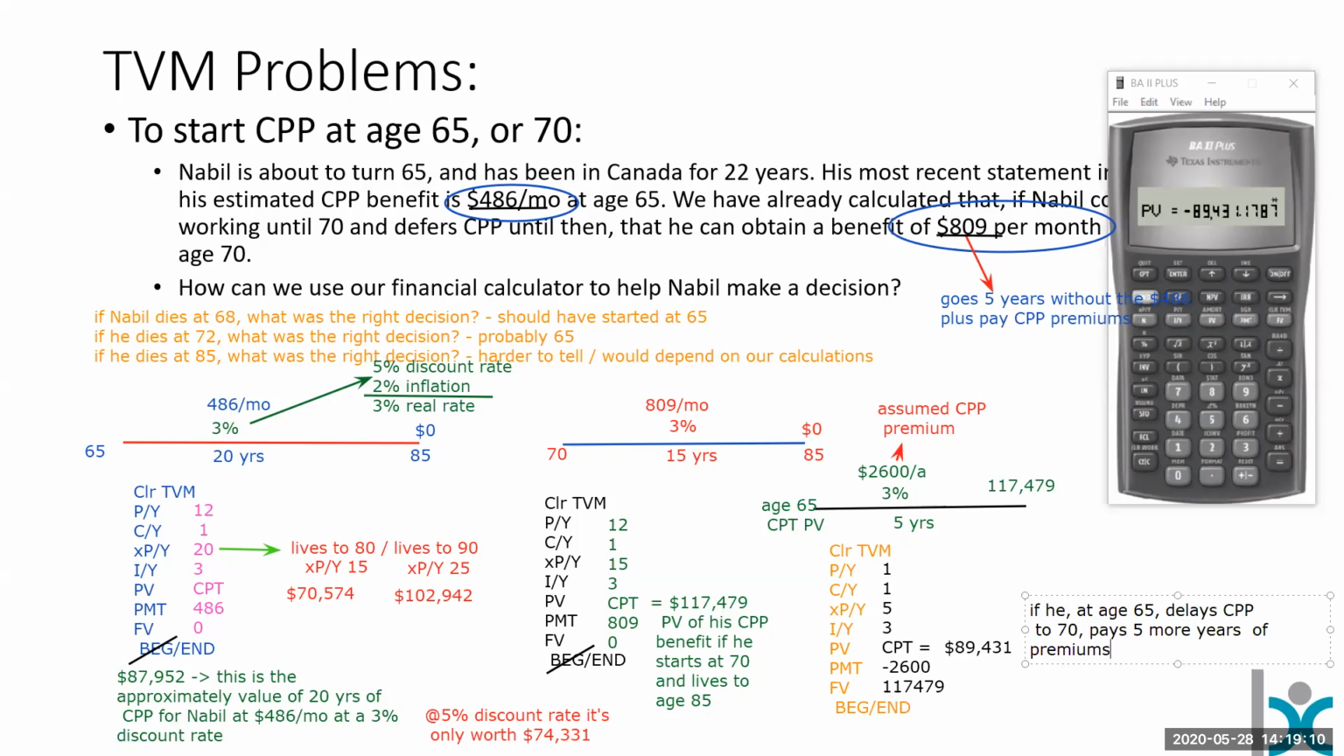more than you ever thought, eh, Andrew? If he delays his CPP to 70, pays 5 more years of premiums, okay, that this is worth, his CPP benefit is worth approximately $89,431 today at age 65. Okay. It's kind of the case, isn't it, Stephen? You don't want to be sitting there watching all this madness happening, do you? Okay.